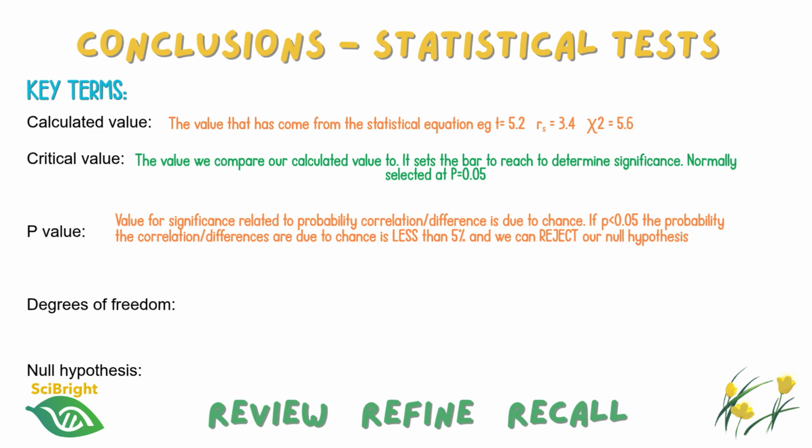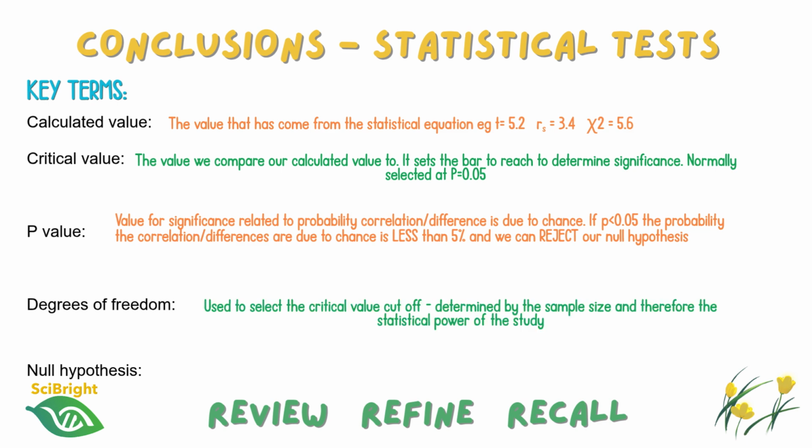Chance is not a good thing. We want real findings, so we want a low p-value. Do not make the mistake of comparing the value 0.05 to the critical value. The critical value is selected by the p-value of 0.05. Degrees of freedom reflects the size of the data sets and therefore the statistical power of the test. The larger the data set and the larger the degrees of freedom, the critical value will become less strict and easier to exceed for a given p-value.